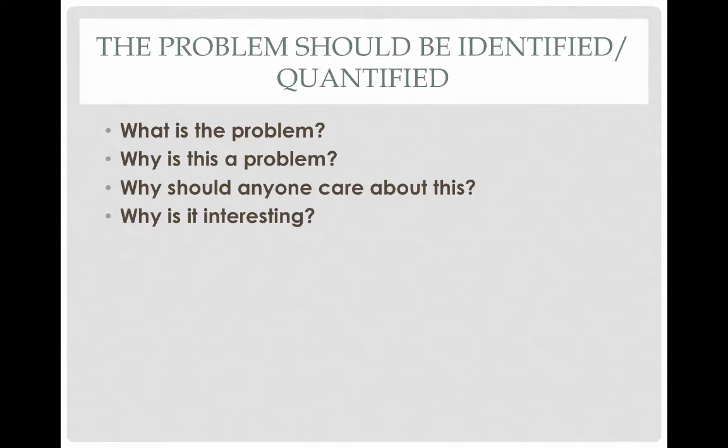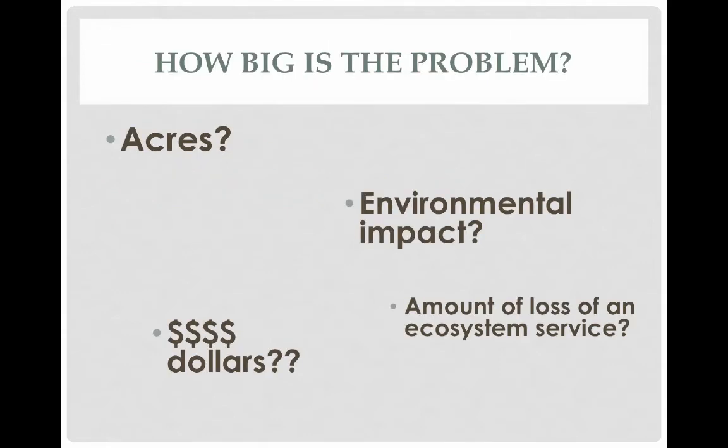An important aspect of this problem statement is that the problem should be identified and quantified. What is the problem? Why is this a problem? Why should anyone care about this? Why is it interesting? And the quantification is a really important part of this. This puts numbers that people can wrap their heads around. So how many acres? What's the environmental impact? Are there dollars involved? What's an amount of a loss of an ecosystem service?